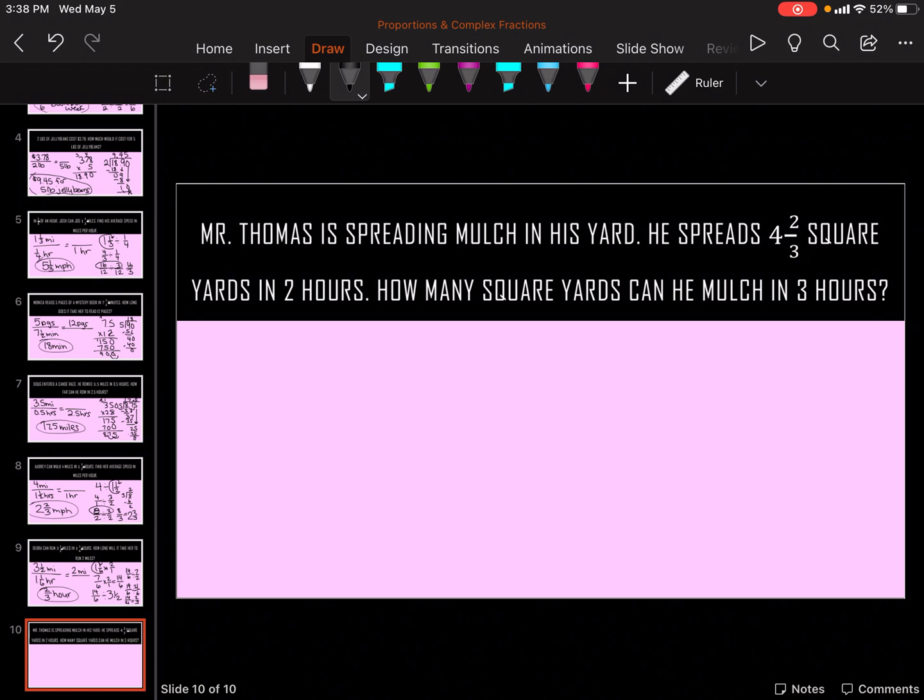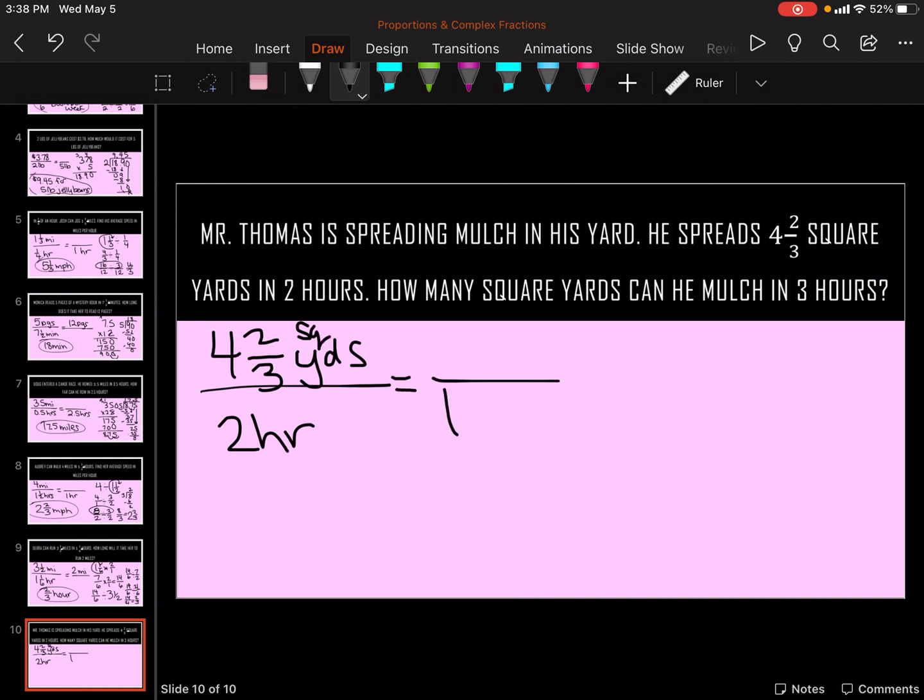Mr. Thomas is spreading mulch. It's not always a fun task. In his yard, he spreads 4 2/3 square yards in 2 hours. How many square yards can he do in 3 hours? So 4 2/3 square yards in 2 hours. How much is it for 3 hours? Okay, so 4 2/3 times 3/1.